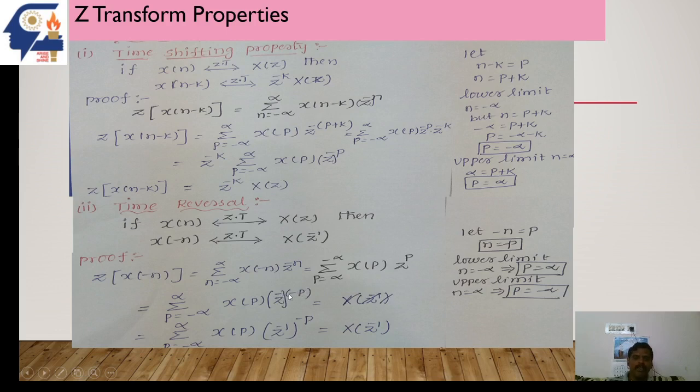Minus into minus is plus, so you get the same z power plus p. I am going to write it as z power minus 1, whole power minus p. Now, check it out. It is a summation p equal to minus infinity to plus infinity, x of p, z inverse whole power minus p. Just like the general formula, you will get capital X of z inverse, or z power minus 1. So the Z transform of x of minus n is capital X of z inverse.